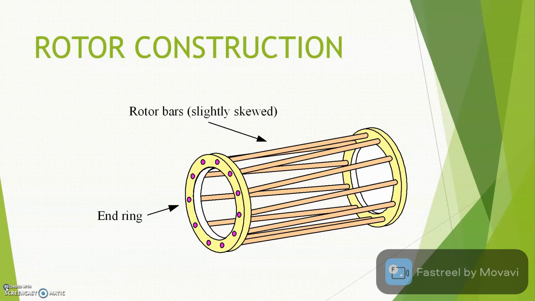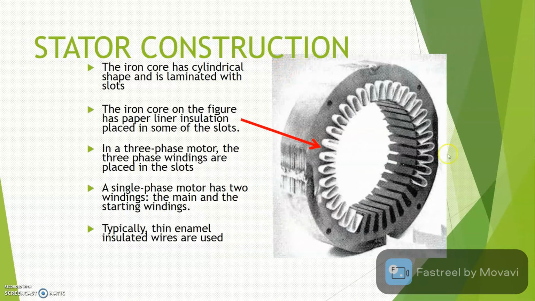Next, this diagram represents the stator construction. For example, you have an iron core. This is the cylindrical shaped iron core, and it has laminated slots. These are the various slots available in the stator. The white color represents the paper liner insulation placed in the slots of the stator.